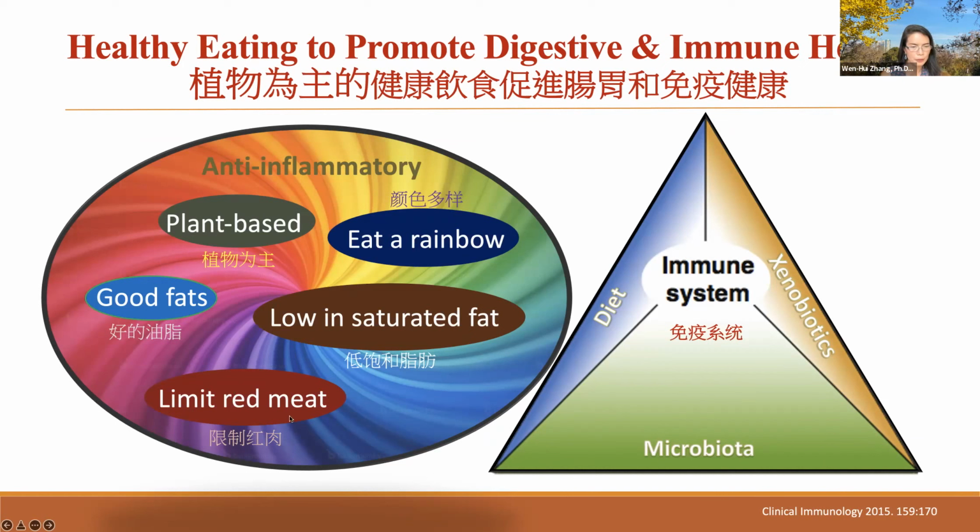And limit red meat. When we adopt healthy eating with a healthy plant-based diet and a good gut microbiota, we need to reduce xenobiotics, the toxins and chemicals in our environment. Then all this supports a healthy immune system for a healthy body.